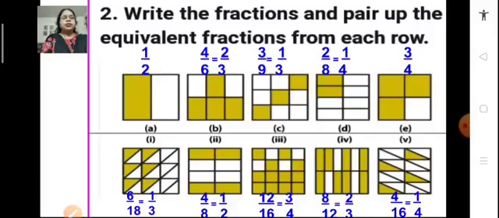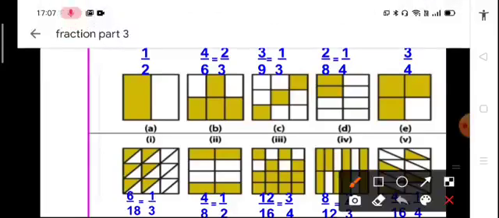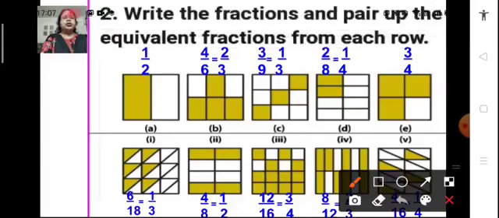Now let's match them. First one, A, 1 upon 2 is equivalent to this one. Second one, then 2 upon 3, this one is equal to this one, 8 upon 12. Then third one, C, 3 upon 9 is equal to 1 upon 3 is equivalent to 6 upon 18.